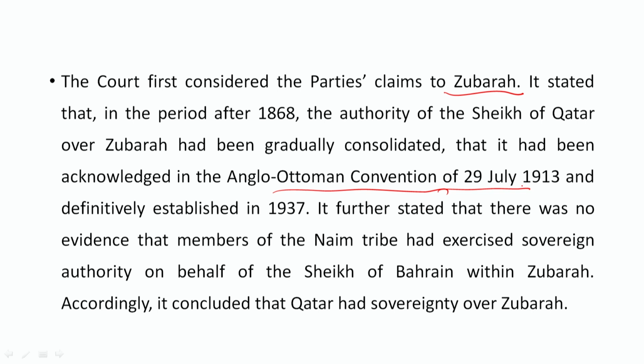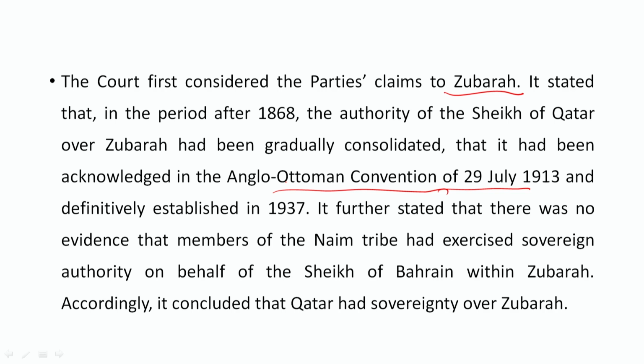Those sheikhs' rights, even of Qatar and Bahrain, were restricted, because at that time they were protectorates of the British. It stated that in the period after 1868, the authority of the Sheikh of Qatar over Zubarah had been gradually consolidated, that it had been acknowledged in the Anglo-Ottoman Convention of 29 July 1913 and definitely established in 1937. So when the Ottoman Empire was restricting the rights of Qatar and also Bahrain, it made it explicitly clear to what extent Qatar will have its rights. One of the regions listed by the Ottoman Empire where Qatar will have control was Zubarah. It further stated that there was no evidence that members of the named tribe had exercised sovereign authority on behalf of the Sheikh of Bahrain within Zubarah. Accordingly, it concluded that Qatar had sovereignty over Zubarah.